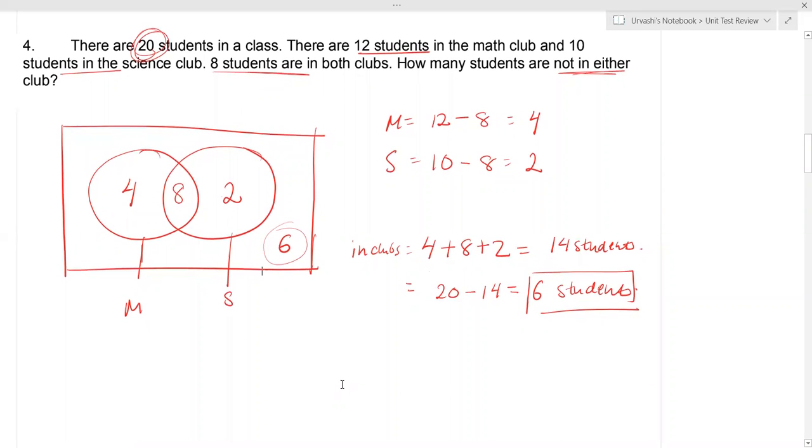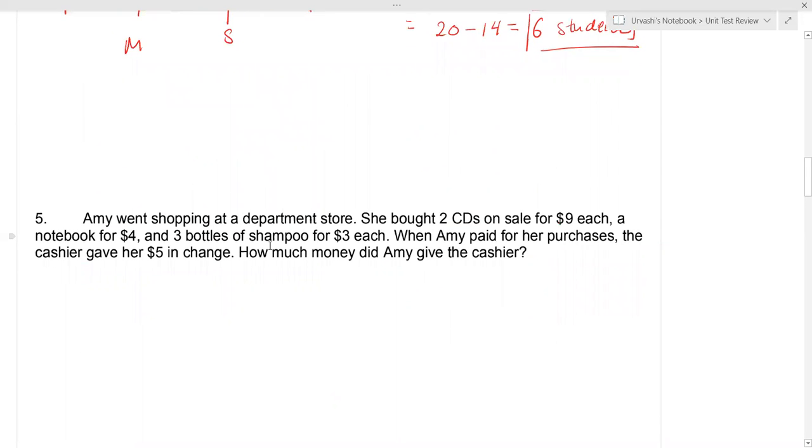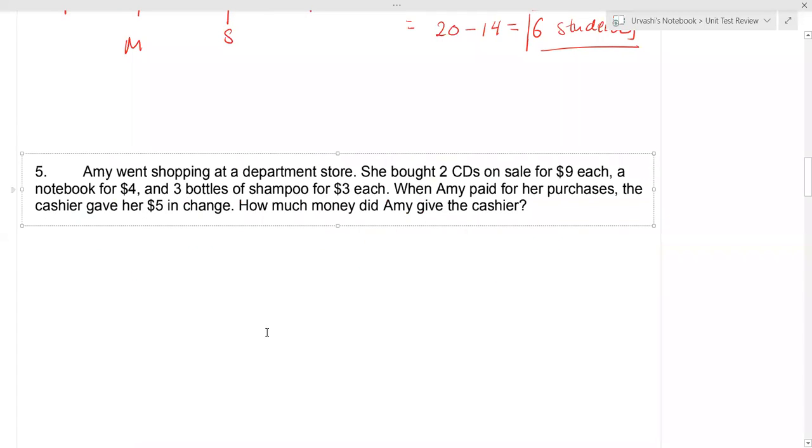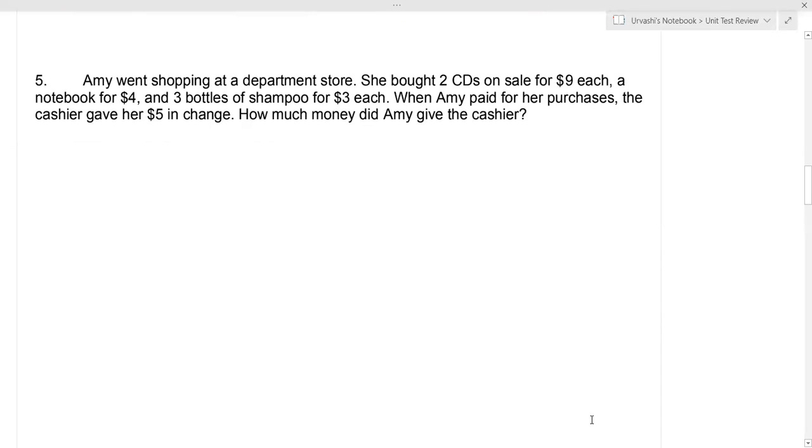Then I'll have Sophia go for number 5. Which Sophia? Sophia, the one that wanted to do number 5. I think, was it Ming? Yeah. Okay. So Amy went shopping at the department store. She bought 2 CDs on sale for $9 each, a notebook for $4, and 3 bottles of shampoo for $3 each. When Amy paid for her purchase, the cashier gave her $5 in change. How much money did Amy give the cashier?